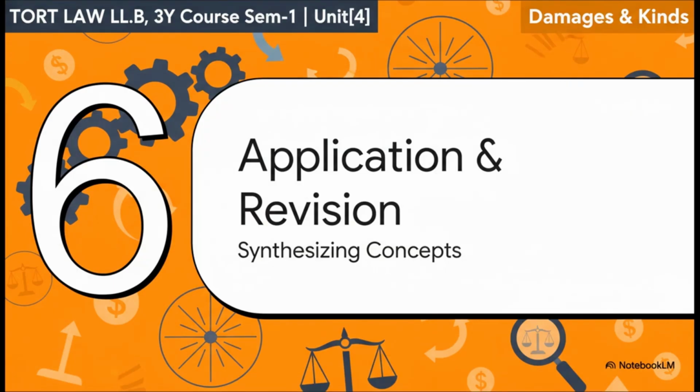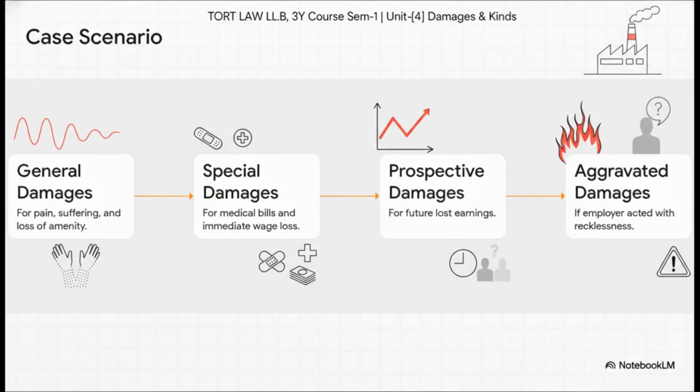In our final section, we will synthesize these concepts by applying them to a practical scenario, followed by a concise revision of the key principles. Consider the following problem. A 25-year-old worker suffers the loss of both hands due to the established negligence of his employer. The worker would be entitled to claim several categories of damages. First, general damages for pain, suffering, and loss of amenity. Second, special damages for incurred medical expenses and immediate loss of wages. Third, prospective damages for the loss of all future earning capacity. And fourth, potentially, aggravated damages if the employer's conduct was shown to be particularly reckless or malicious.